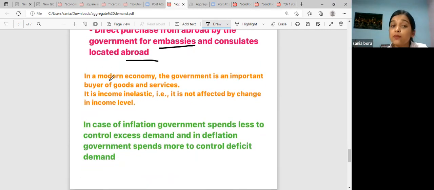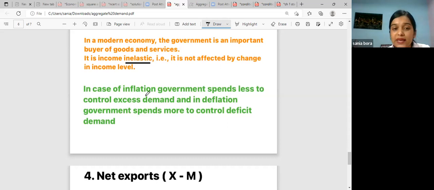Next, in a modern economy, the government is an important buyer of goods and services. It is income inelastic; it is not affected by income level. For us, private expenditure was affected by income. If you have good income you can spend a lot, but if you don't, you cannot. Here income doesn't play any role because the government has lots of money. Inelastic means no matter what, it is not going to affect you.